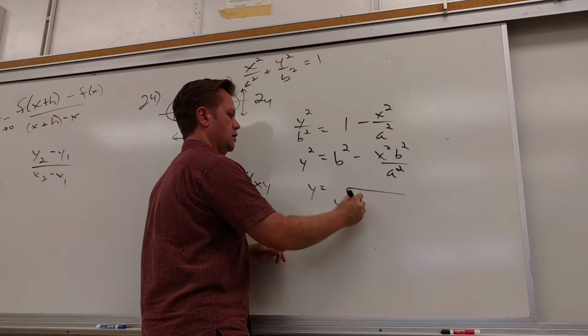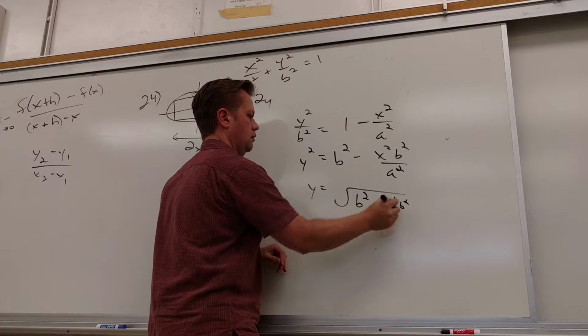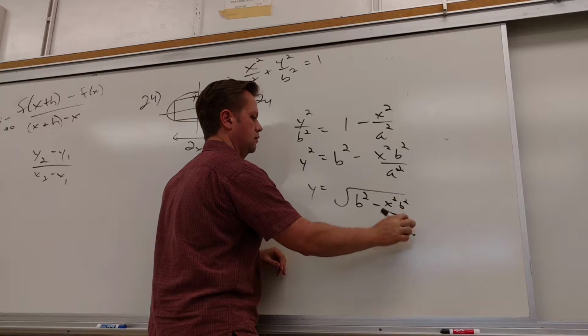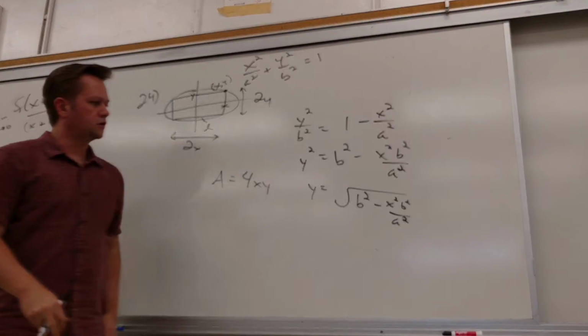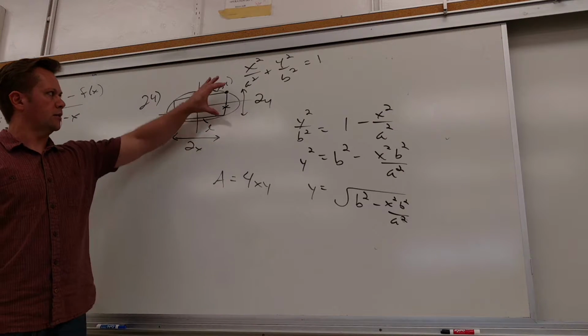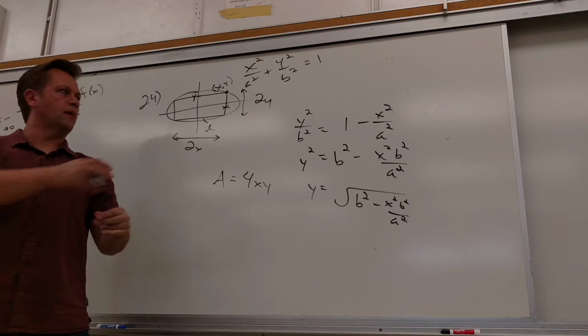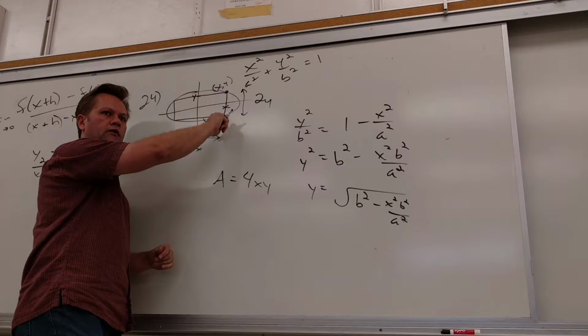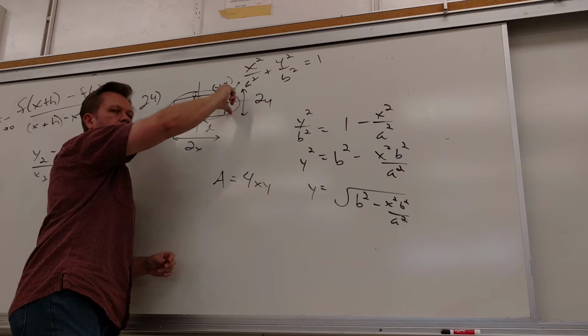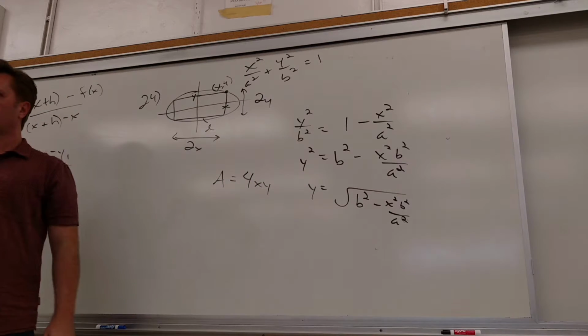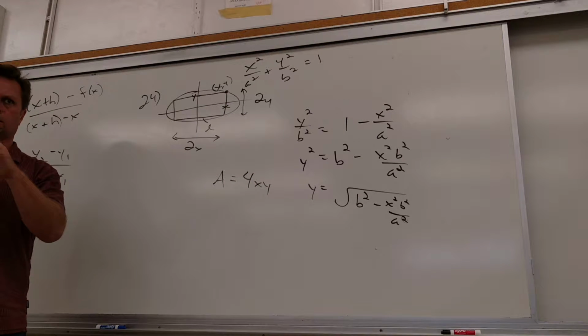Let's see if you guys are cool with this. Plus or minus doesn't really matter here because I'm talking about the length of something in physical reality. The math cares that the y-coordinate could be negative, but I don't care. I just want the length, so I'm going to choose the positive one. Does it make sense? Okay, good, thank you.